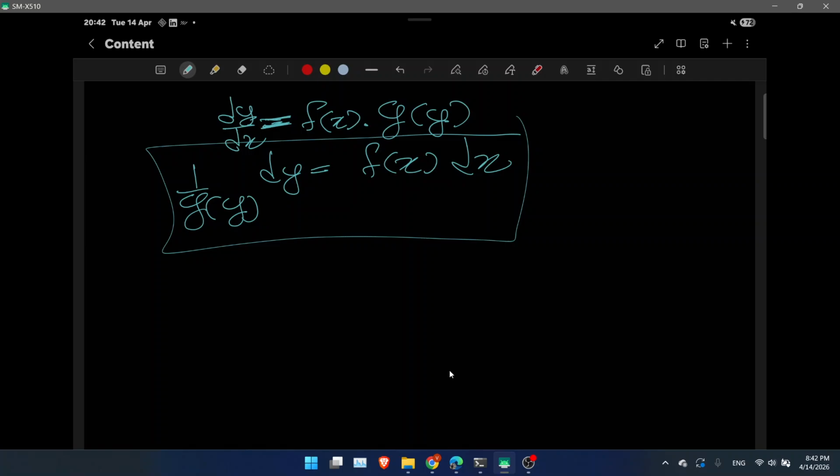And how to solve it? We simply integrate both sides. So it's 1 over g(y) dy, integrated on both sides, equals f(x) dx. So now we have solved it. That's how we solve it. Now let's do some simple questions. Even though this is the most fundamental method, there are many applications in physics and engineering with this simple method.